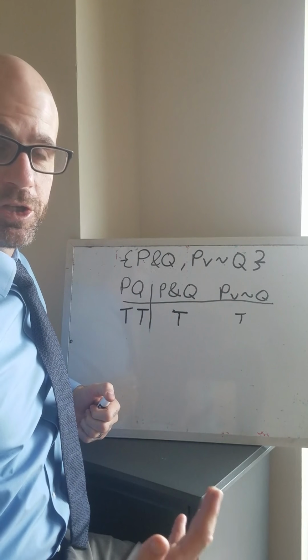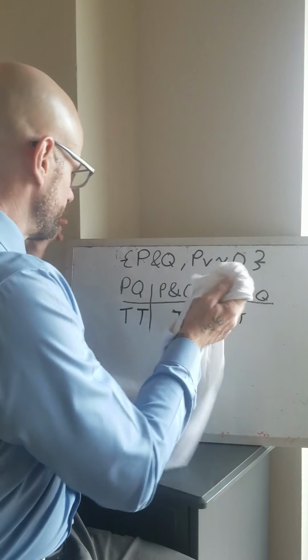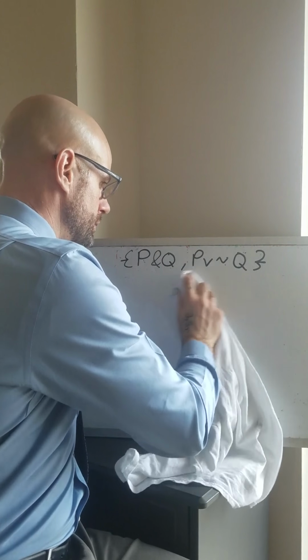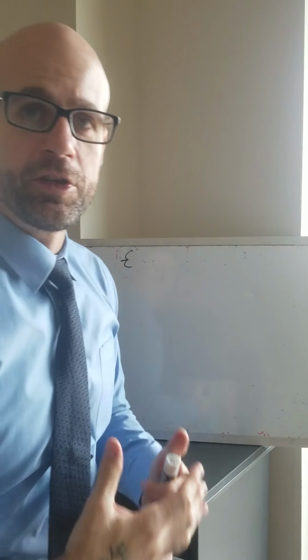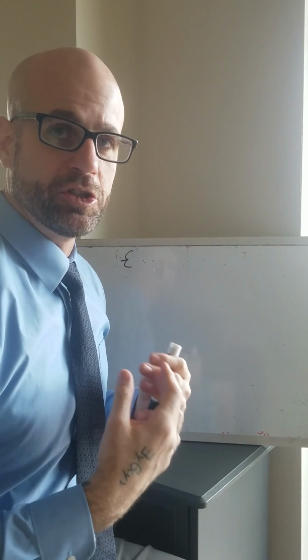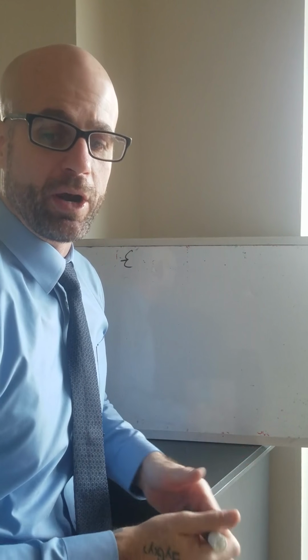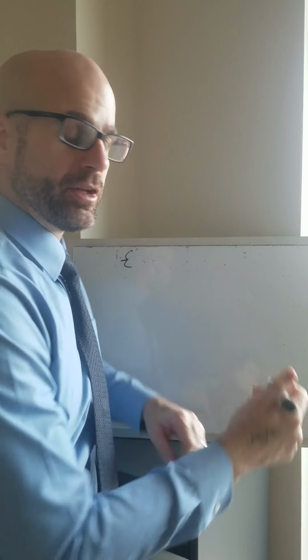Let's try a little bit tougher of an example. So this method is ideal to use with sets of sentences that have conjunctions in them because there's only one way for a conjunction to be true. What about something like this?